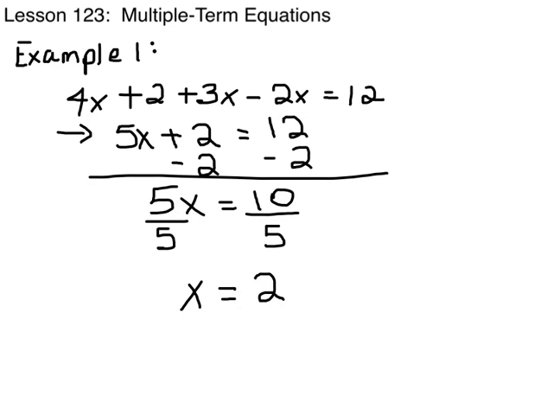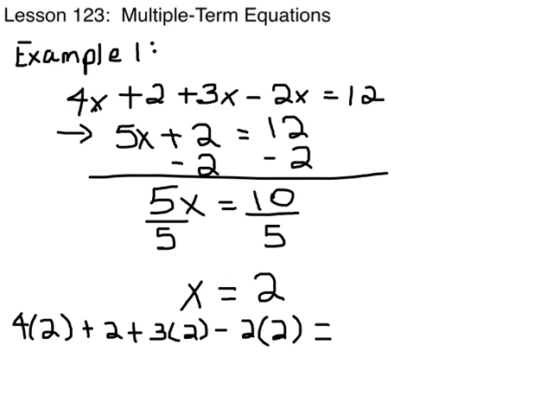Now in your book, it shows you a way to check it. Everywhere there's an x up here, we'll put 2 in. 4 times 2 plus 2 plus 3 times 2 minus 2 times 2 equals 12. Well, let's see if that works.